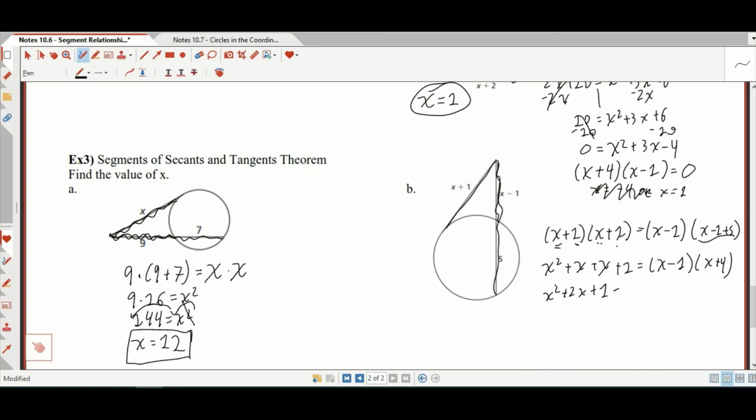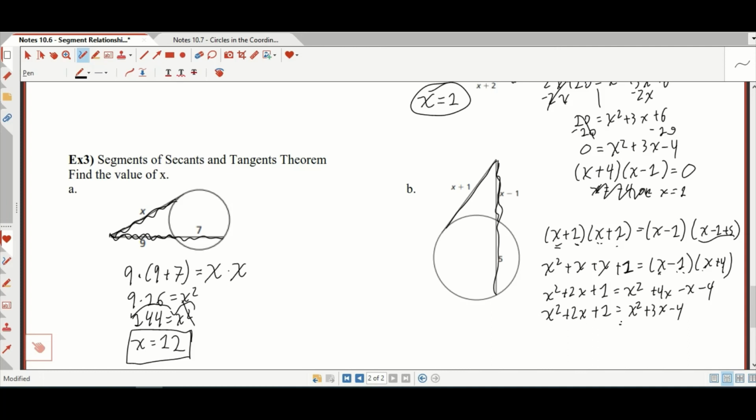Looks like a 2, I apologize. That's a 1, equals x squared plus 4x minus x minus 4. Oh, that looks familiar. x squared plus 2x plus 1 equals x squared plus 3x minus 4. I remember you from a problem right above there.